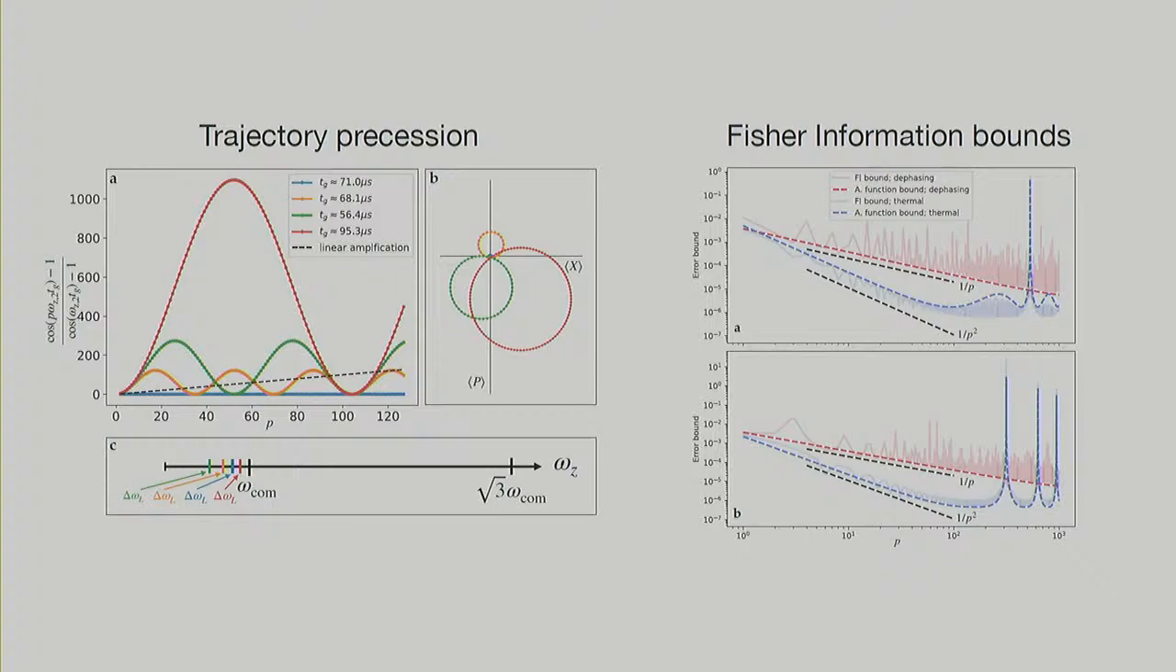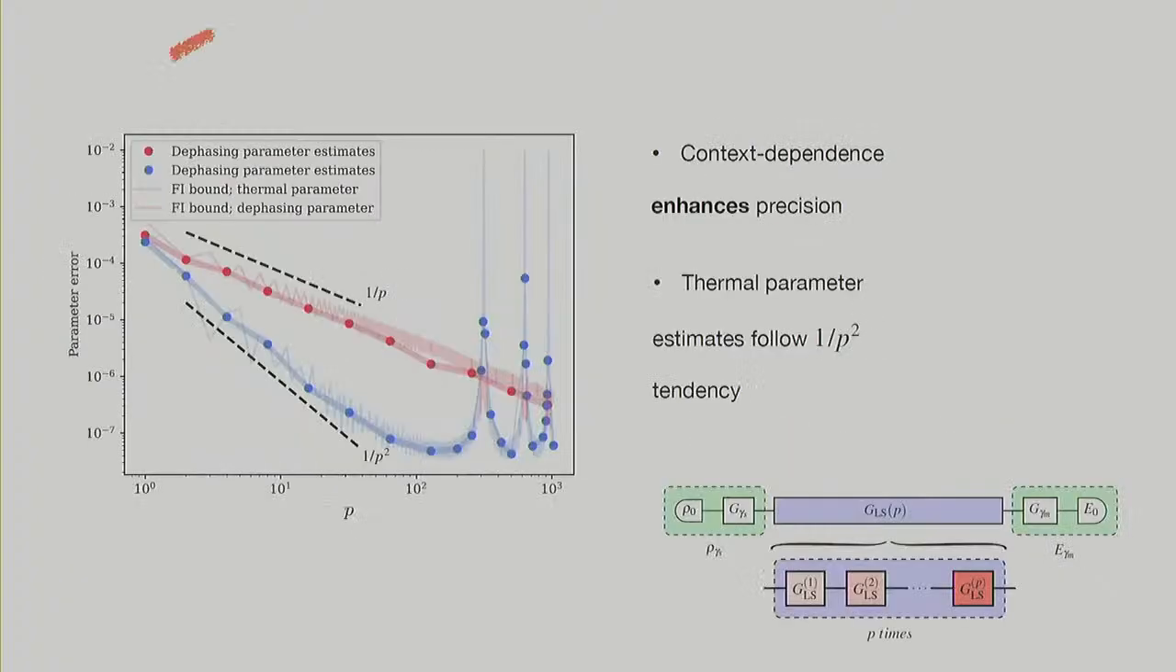Now, these were the predictions that we made using Fisher information, and the question was, is this really the case? Can we obtain these results? And it turned out to be the case. We simulated gate tomography, and in fact, we obtained estimations for the thermal parameter which scale as 1 over p squared, which is the main take-home message in this presentation. So the basic conclusion is that context dependence can be used to enhance precision in gate set tomography. And that was basically all.